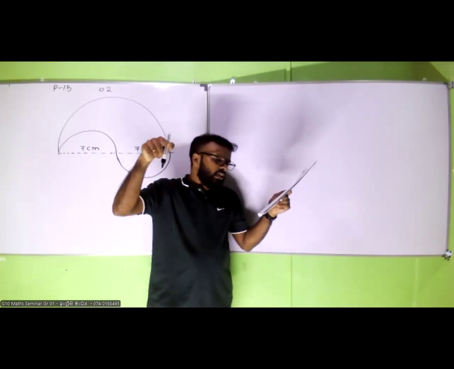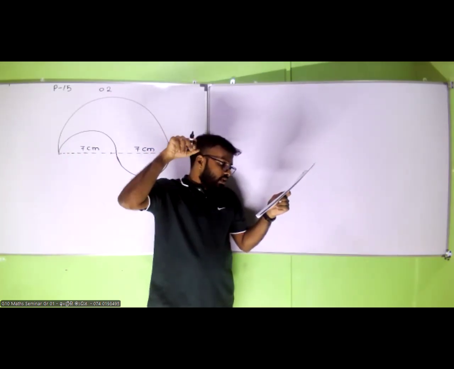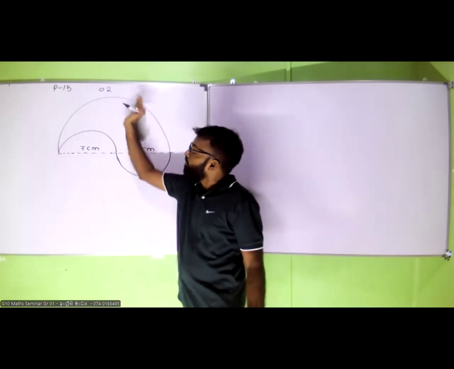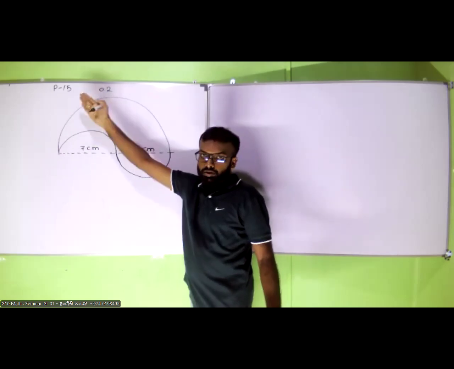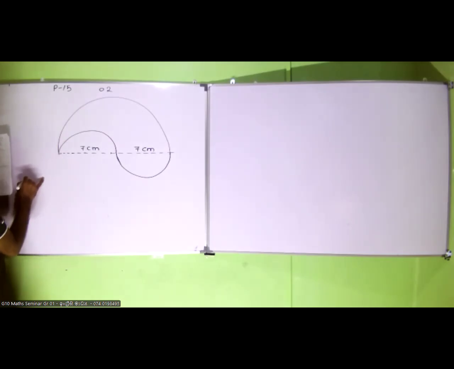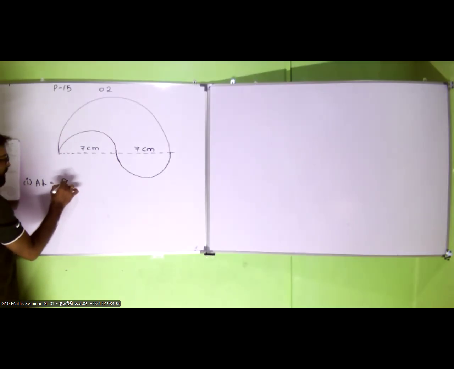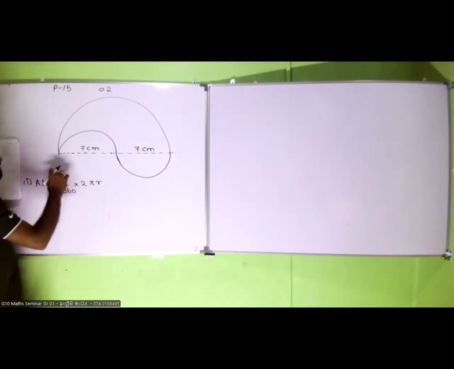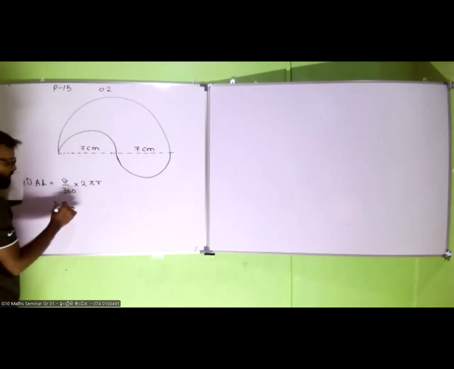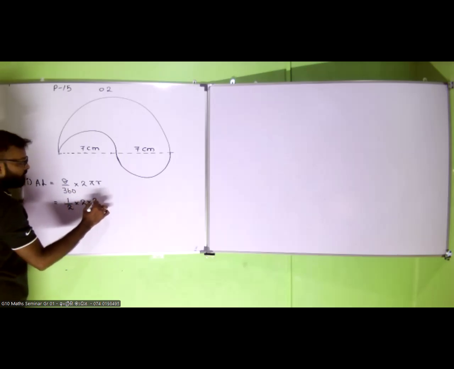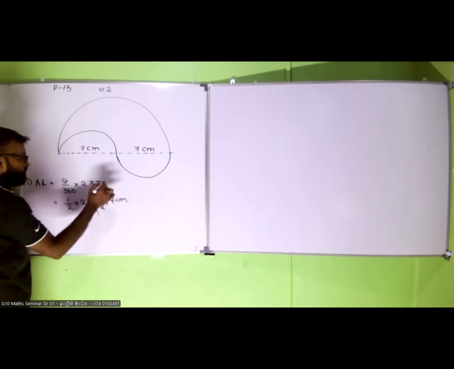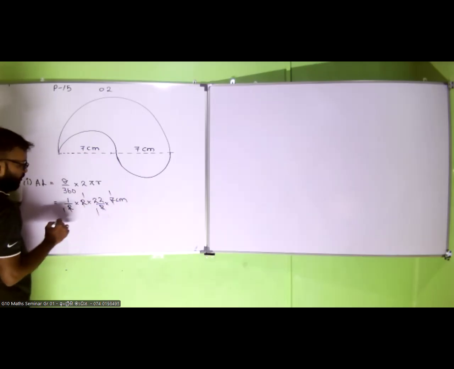First one, find the arc length of the sector of the circle of radius 7 centimeters. This is the radius 7 centimeters, so we have to find the arc length of the bigger one. Arc length equals theta divided by 360 multiplied by 2πr. Theta divided by 360 means this is a half circle, so you can directly apply 1 upon 2 multiplied by 2 times 22 upon 7 multiplied by r, which is 7. 7 times 1, 2 times 1, 22 centimeters.